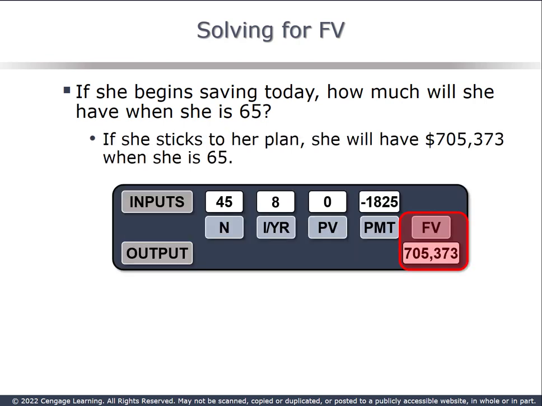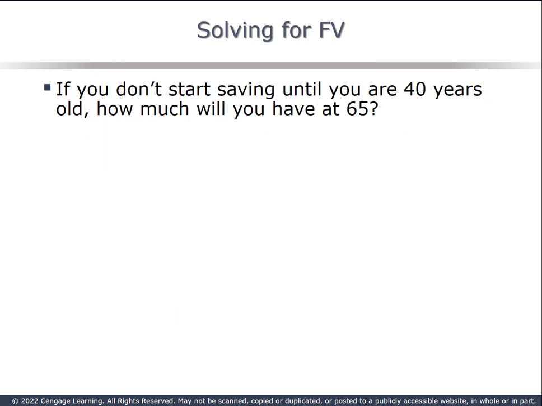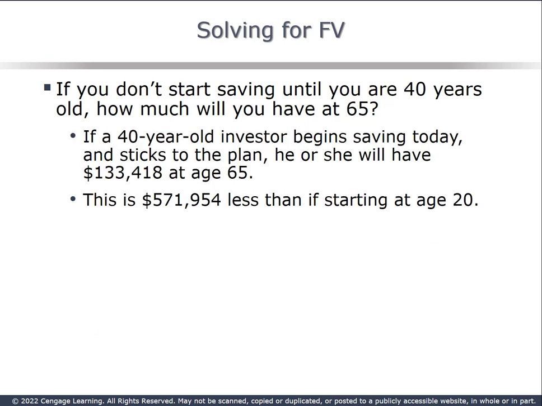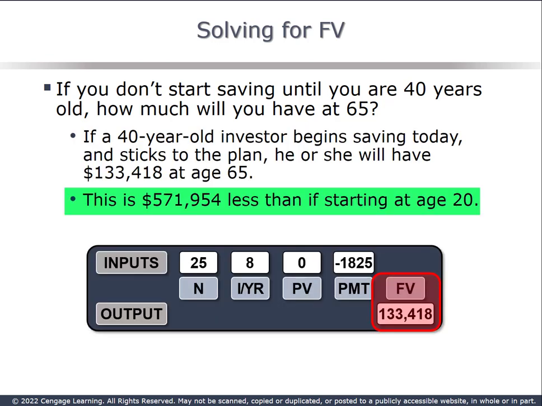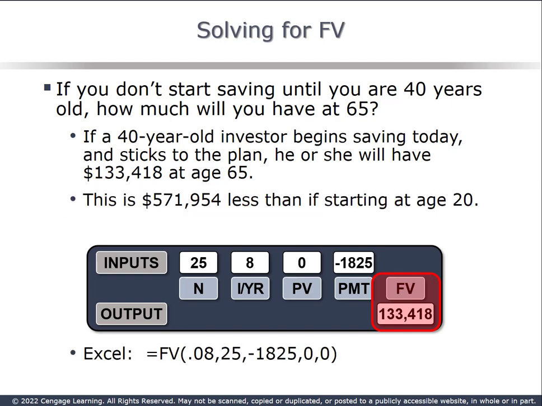If she begins saving today, she'll have $705,373 at the end of 45 years. And there's your Excel. If a 40-year-old investor begins saving today and sticks to the plan, he or she will only have $133,418, $571,954 less. The moral, it pays to start saving early.